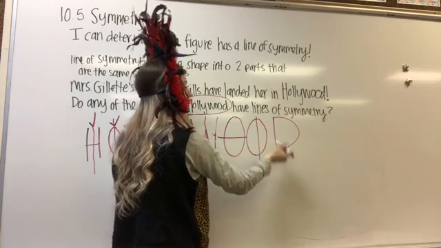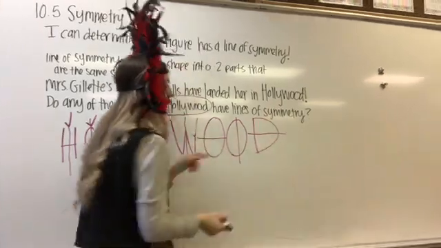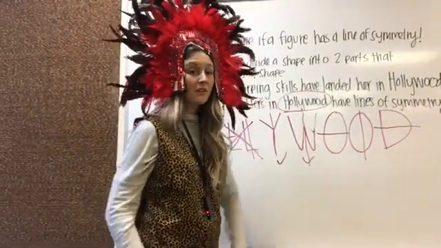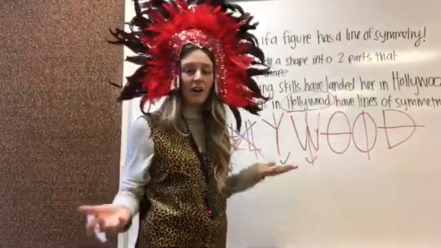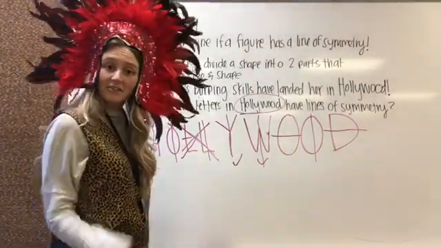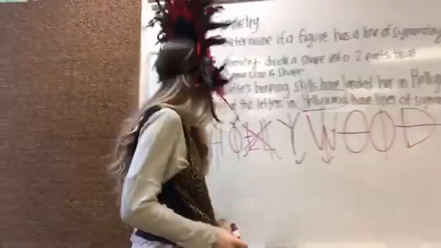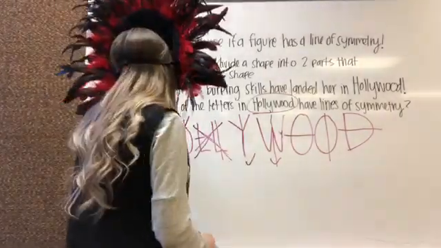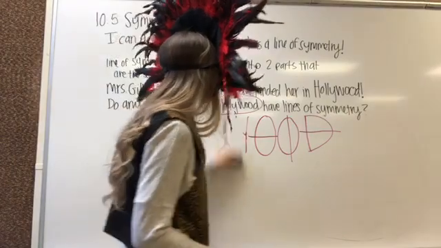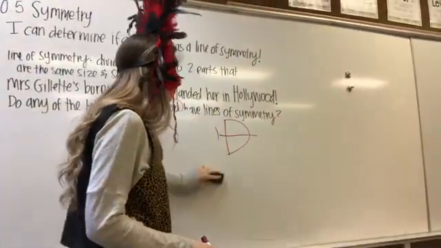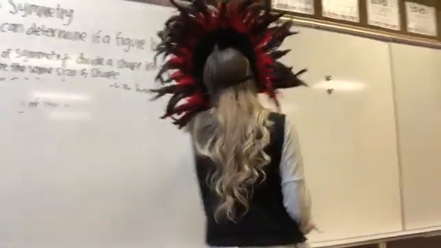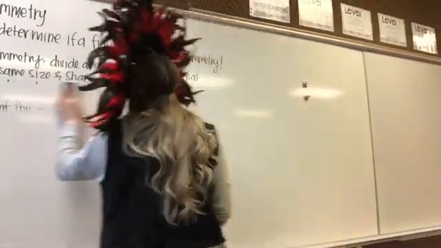D we can't do vertically, but if we did D horizontally, these two sides would be the same. So pretty much all the letters in Hollywood have a line of symmetry except for L's. L's do not. So, all right, let's try some more lines of symmetry. It's actually pretty simple. You're just drawing a line vertically, horizontally, or diagonally, that works too, to see if any of them worked.